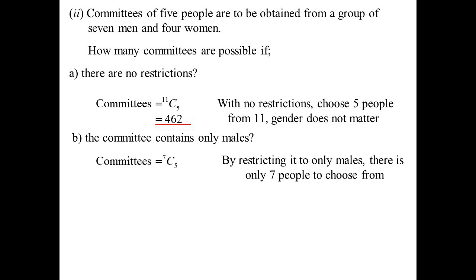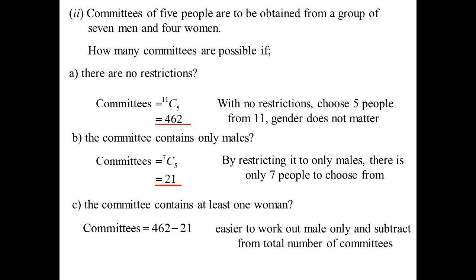Then we're only choosing from 7. So 7C5, and straight away we narrow it down to 21 committees. Well, then people became a bit more enlightened, and they said, tokenistically to start off with, oh well, we can have at least 1 woman on the committee.